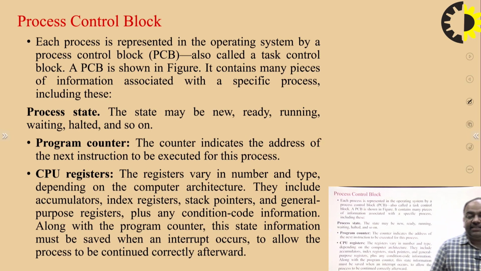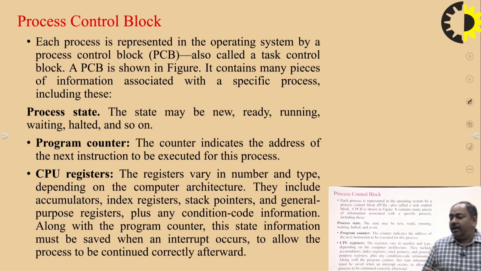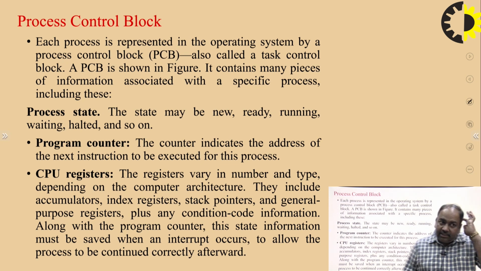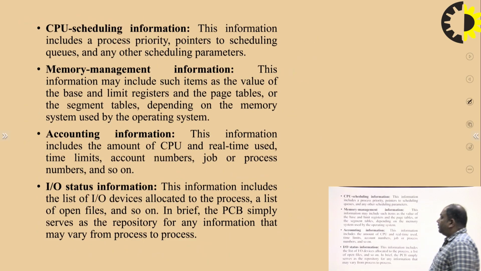First is the process state, meaning in what state the process currently is. Another is the program counter, which gives the indication of the next instruction to be executed. Then the CPU registers; these vary in number and type depending on the computer architecture, and they include accumulators, index registers, pointers, general purpose registers, plus any condition code information along with the program counter. Then CPU scheduling information.